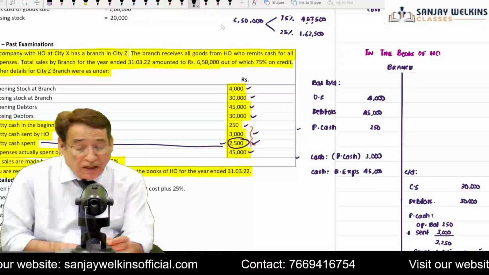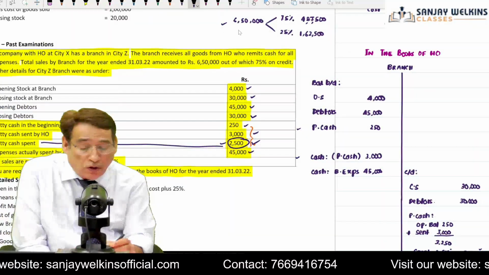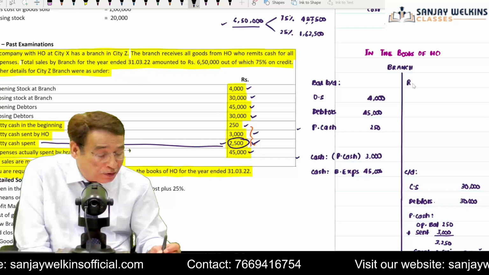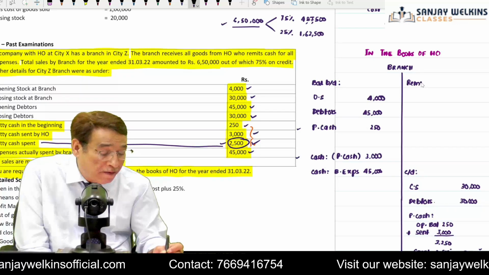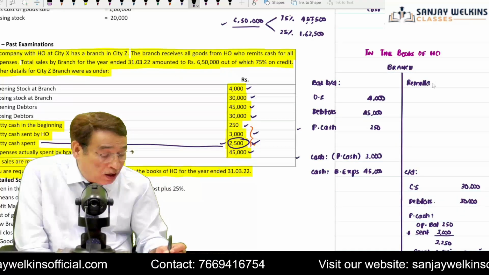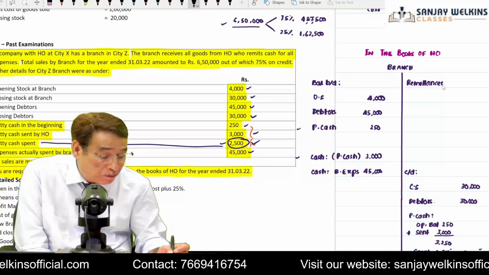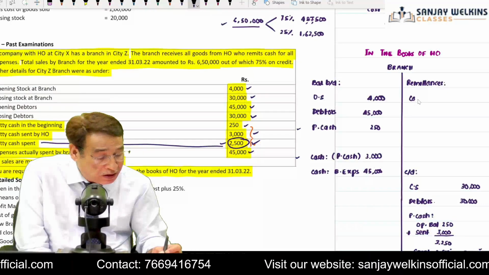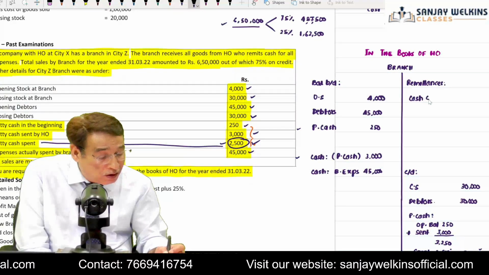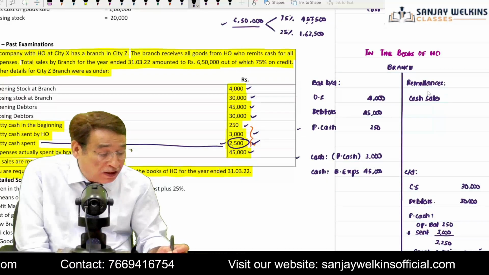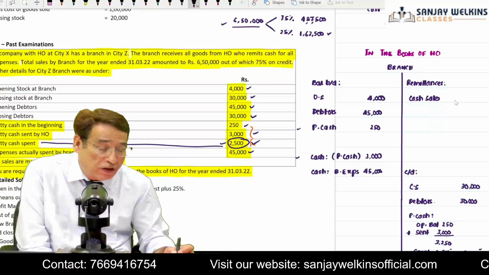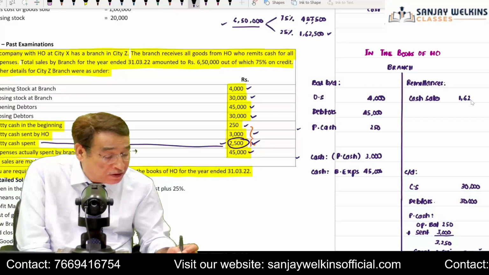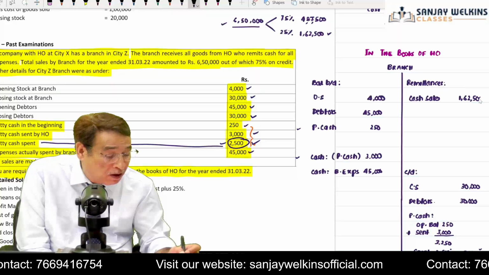Now, in the initial stage, it was given that total sales of the branch is equal to 6,50,000. So first of all, I am going to write here remittances. Under the remittances, I am going to first of all write cash sales. Now, amount of cash sales, as I told you, 25% of the sale is cash sales. So I will write here 1,62,500. This is my cash sales.